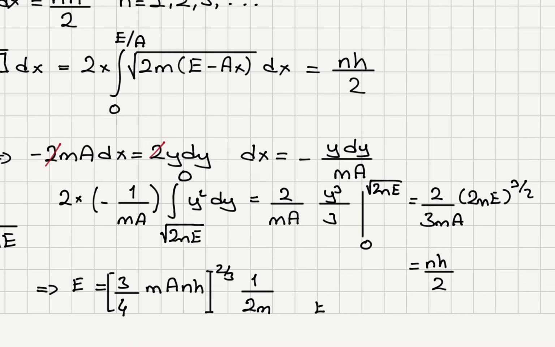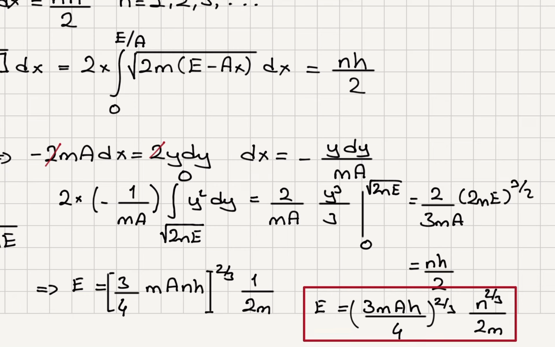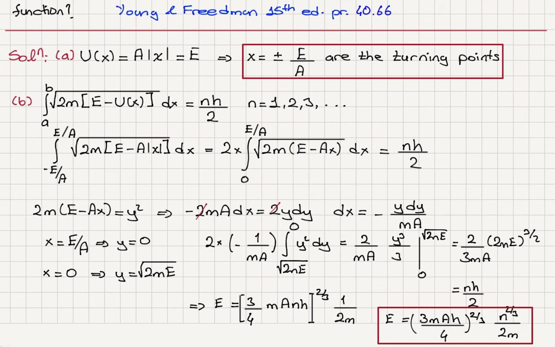Energy is equal to 3m a h divided by 4 to the power 2 over 3, and then I have n to the power 2 over 3 divided by 2m. That's my final answer for the energy levels for the quark-antiquark combination.